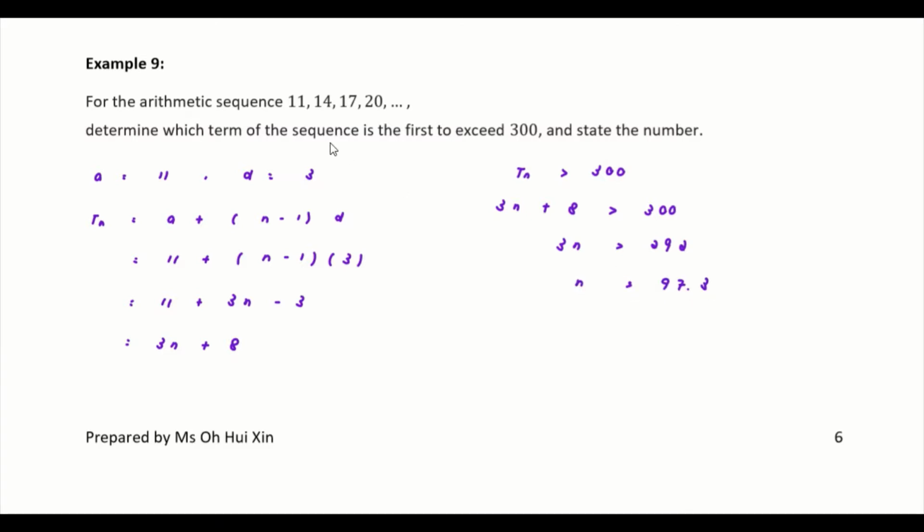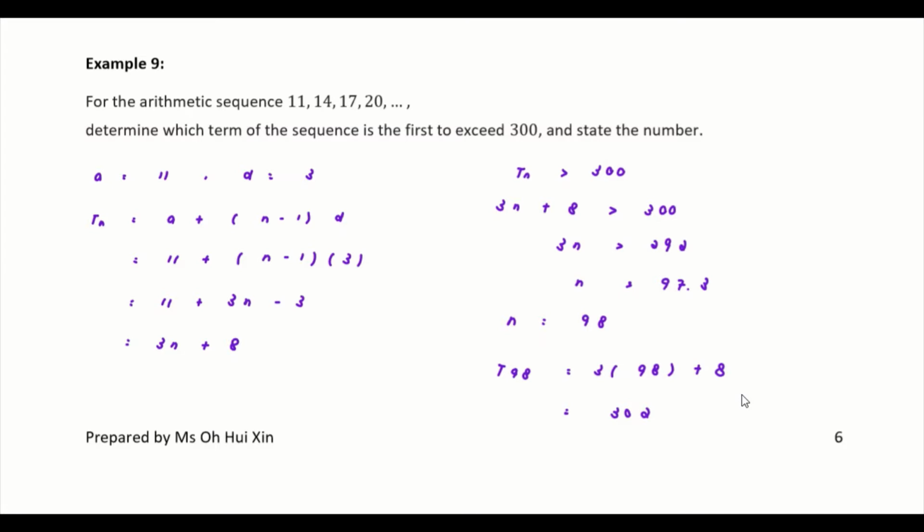So we want to find out what's the first term, the first one that exceeds 300. So the minimum n, the first whole number greater than 97.3, should be 98. This is the position, which means the 98th term is the first term that exceeds 300. The question also wants us to state the number. So the 98th term equals 3 multiplied by 98 plus 8, and from the calculation, we get 302.